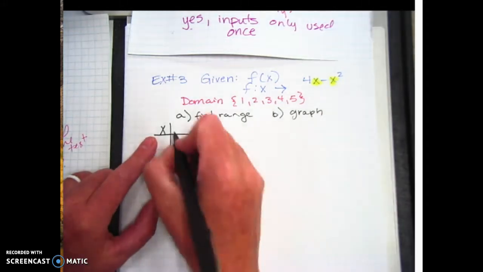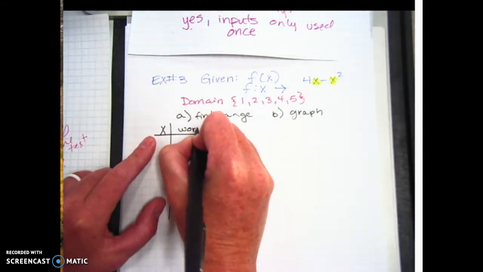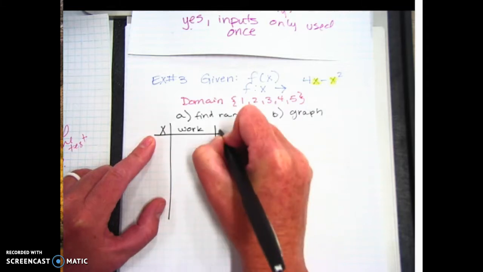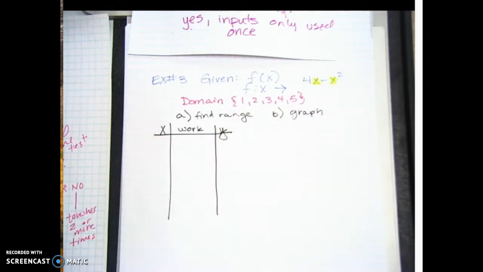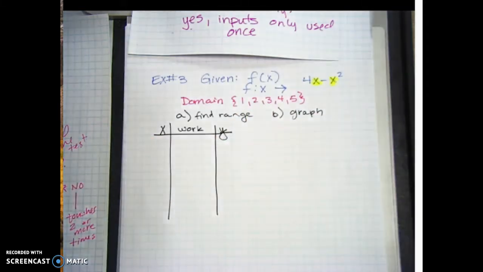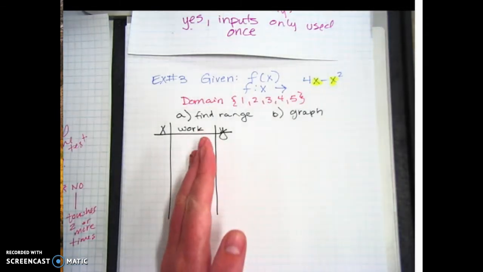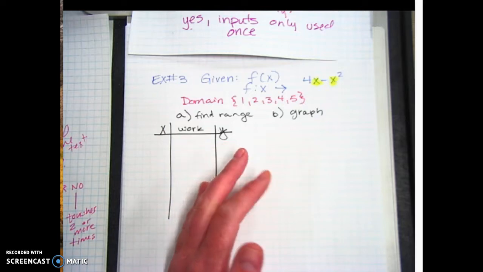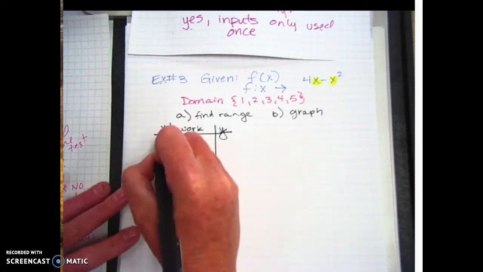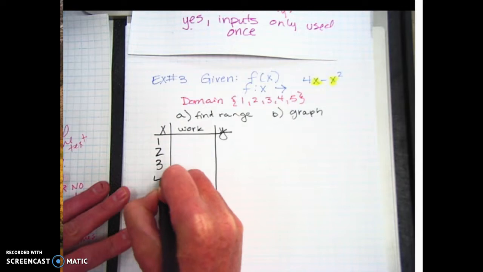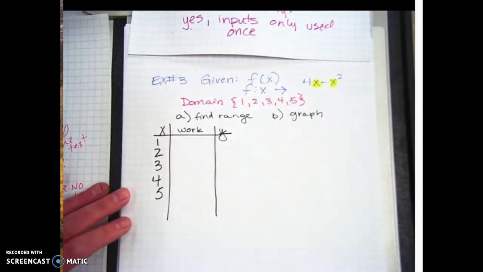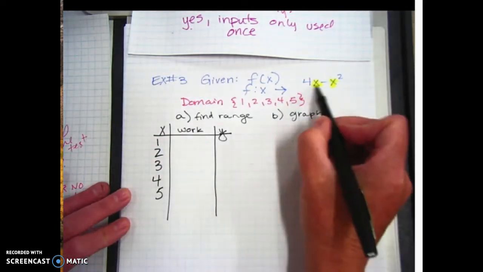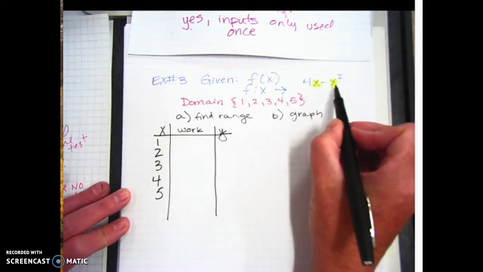Okay? But in the notes, I'm going to show the work column and then the Y column. On your assignment, you know where you're at. You decide, yes, I need to do the work column, or no, I'm good at this, I don't need it. Okay? So we're going to plug in 1, 2, 3, 4, and 5. And so let's plug in 1 right here and 1 right here.